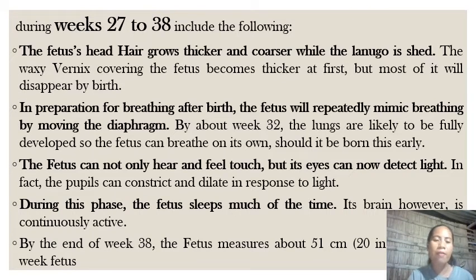Development during weeks 27 to 38 includes the following. The fetus's head hair grows thicker and coarser while the lanugo is shed. In preparation for breathing after birth, the fetus will repeatedly mimic breathing by moving the diaphragm. The fetus can not only hear and feel touch, but its eyes can now detect light. During this phase, the fetus sleeps much of the time. By the end of 38 weeks, the fetus measures about 51 centimeters.